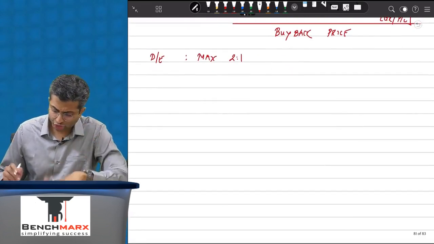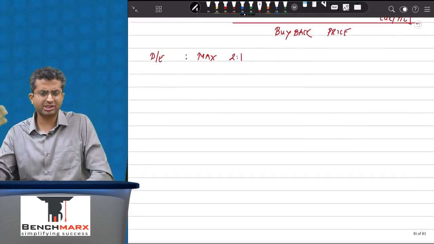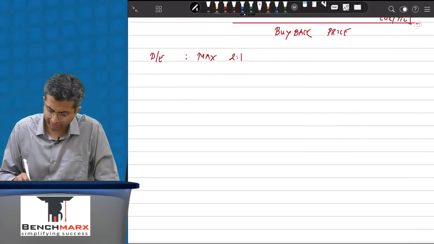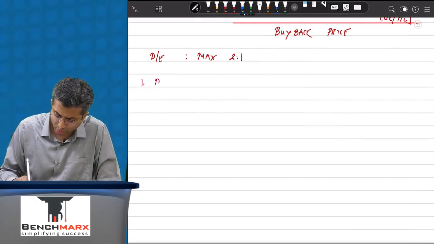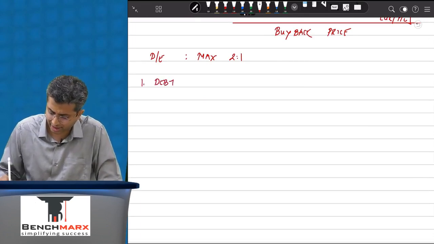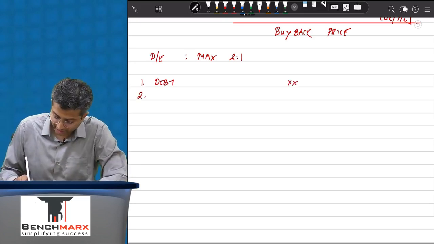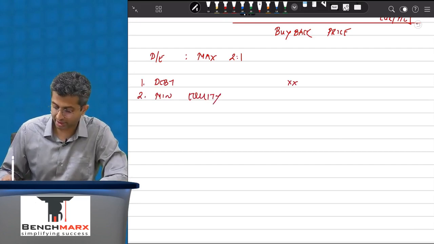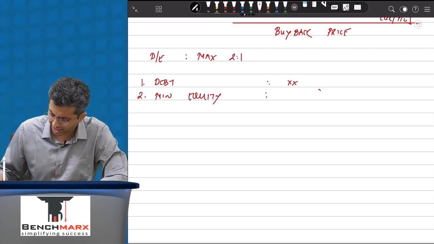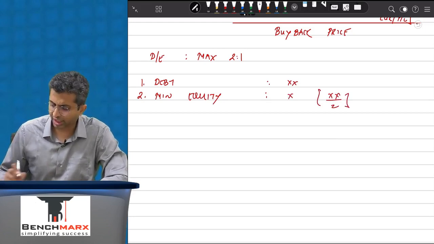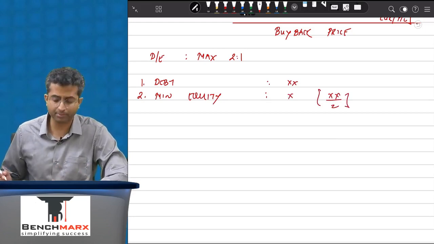How do you ensure that? Well, we have discussed the logic probably in the lecture. However, if you want to remember the steps, you will write down the existing debt. Let us say the existing debt is X rupees. Second, you will find out the minimum equity that you need to maintain the 2:1. So whatever is the debt amount divided by 2 will give you the equity that you have to maintain.